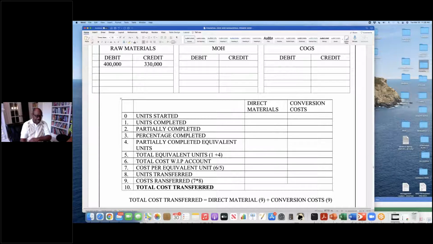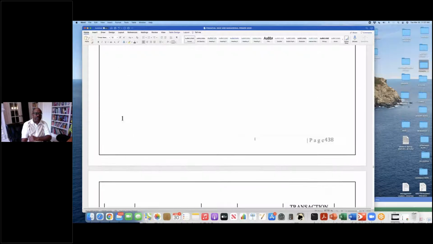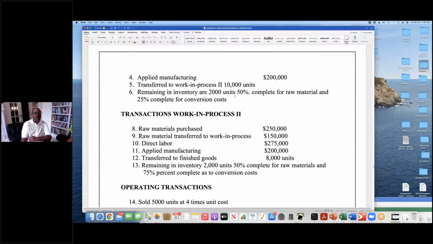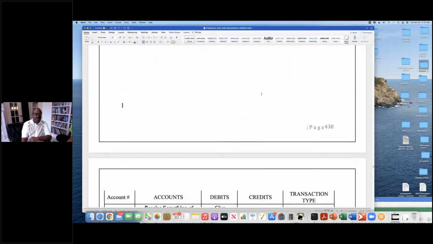I think that's like, we started how many units? 12,000. And we completed how many? 10,000. And it's said in the assumptions that these items were 50% complete for raw materials and 25% for conversion costs.